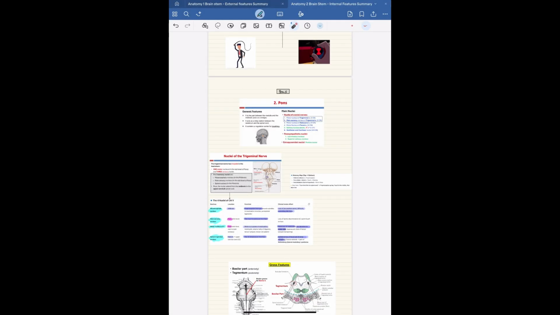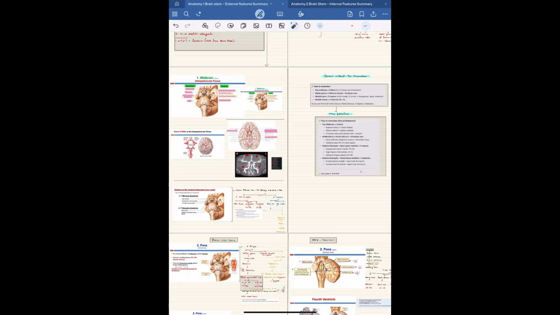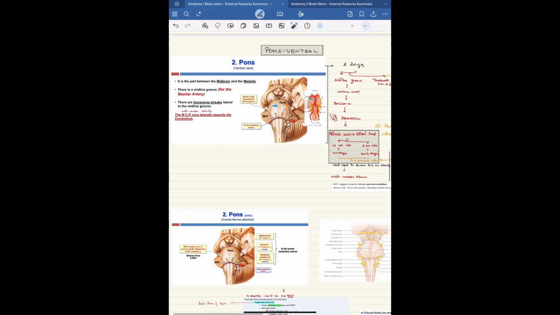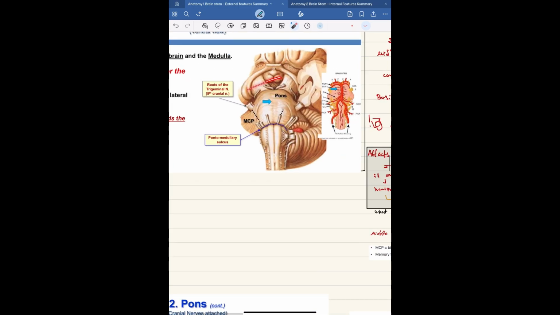Okay, now for the pons. Back to the pons. So we're done with the midbrain, this section. Now we'll go through the pons. For the pons, the first thing you will notice, at least from my side, is the groove of the pons. There is a groove in the middle. This is important. Here you have a groove in between the pons.